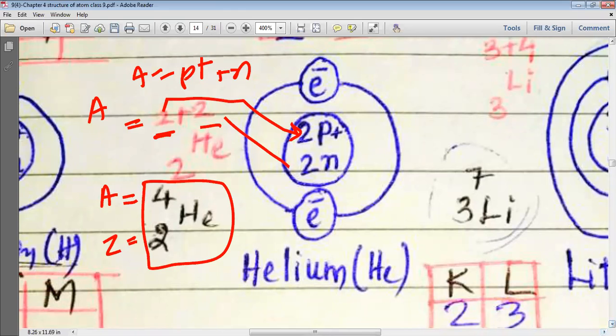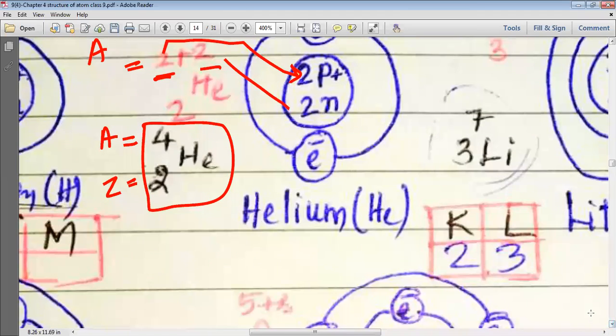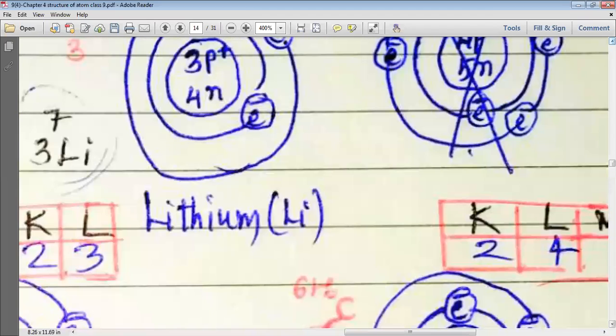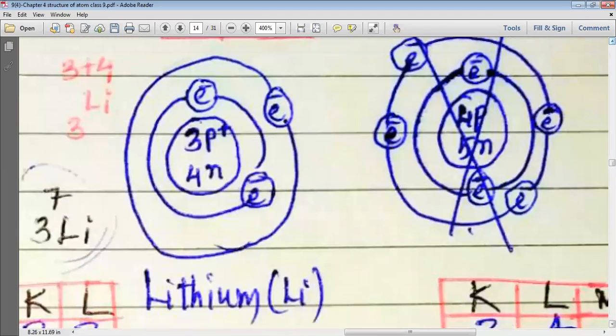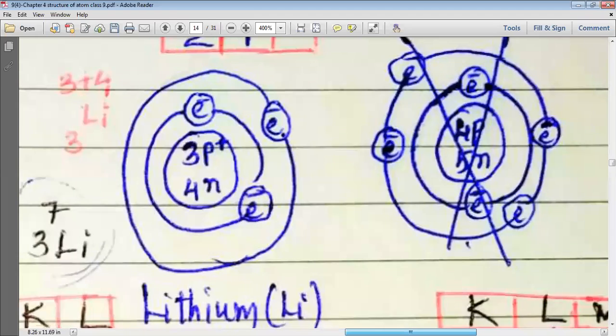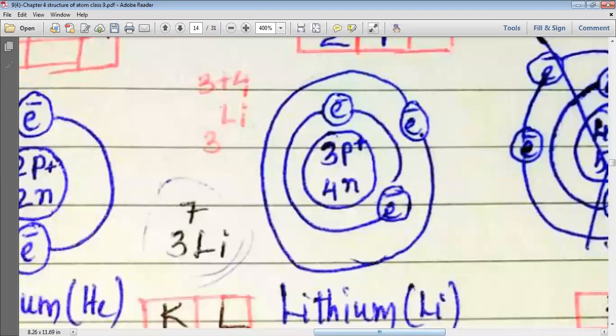Now, my dear students, we want to study the third element, which is lithium. The third element out of the first 20 elements is lithium. Let us study lithium, my dear students. When we look at the structure of the atom of lithium, lithium has 4 neutrons and 3 protons in the nucleus. This is the nucleus of lithium.